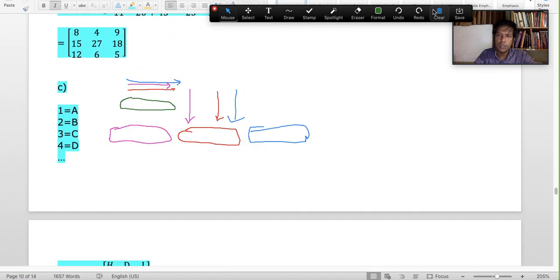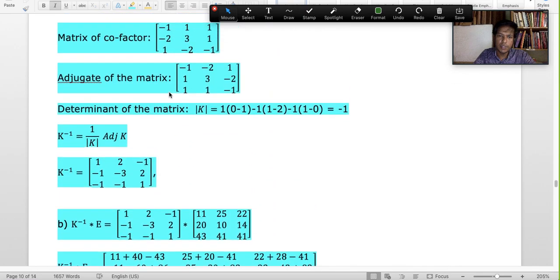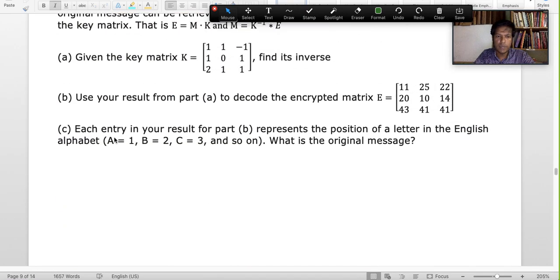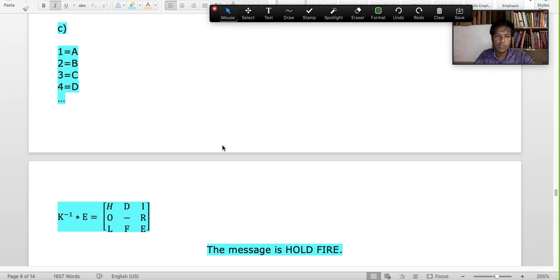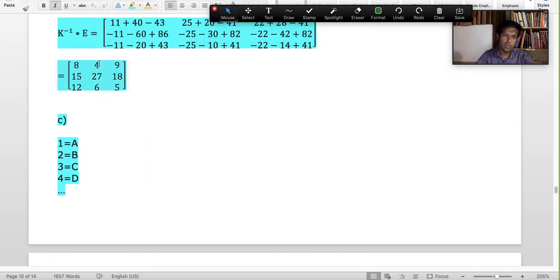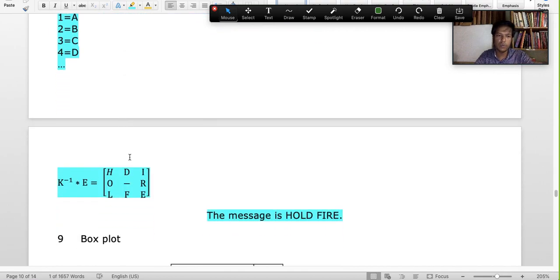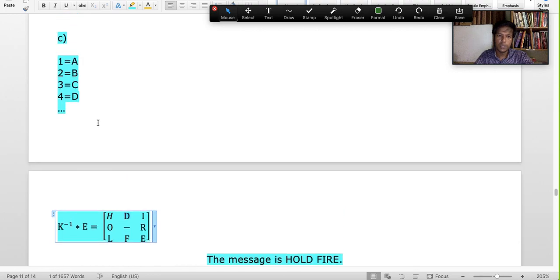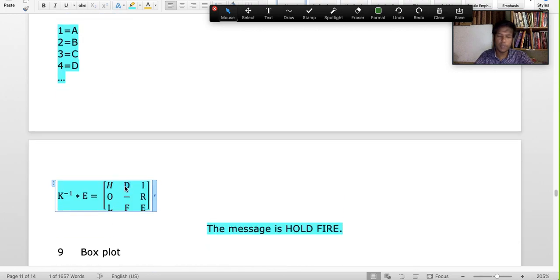From this, now the number part: they already said that this is just the alphabet, A equals 1, B equals 2, like that. So we can just look at what 4 means. So 4 means D, A, B, C, D. So D is actually the 4. That's why D is here. In the same position, we just have to put the alphabet. And from the alphabet, we have to look at what the message is. You see, this is HOLD, hold, FIRE, fire. So this is hold fire.